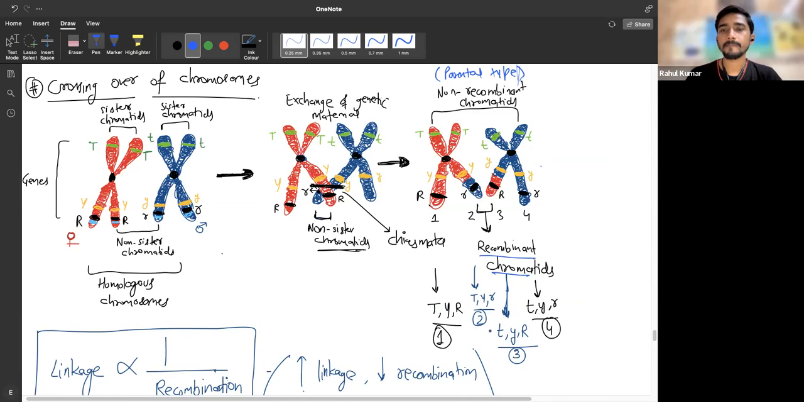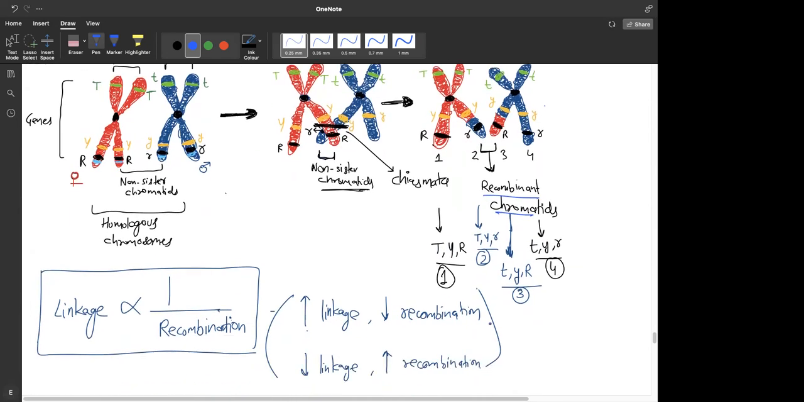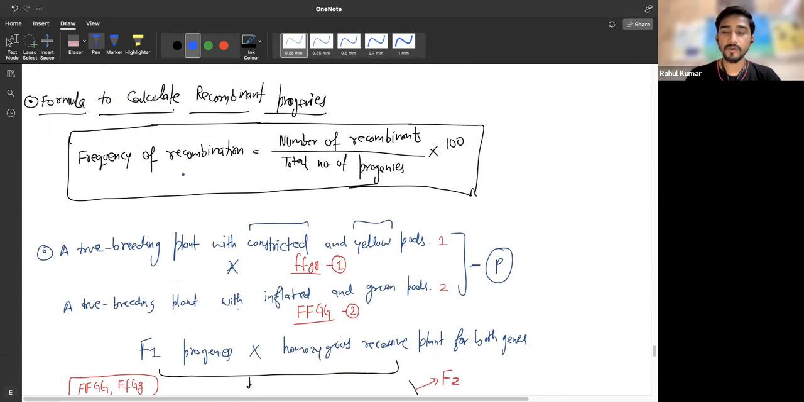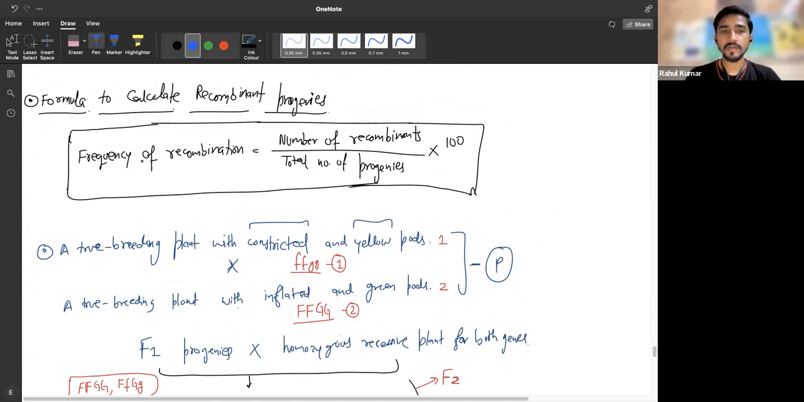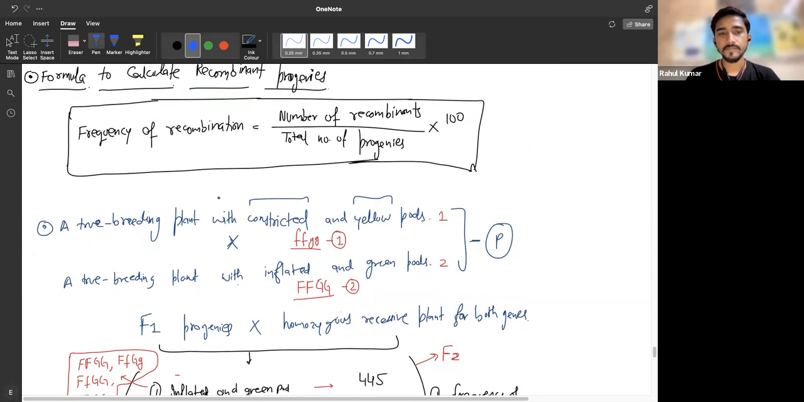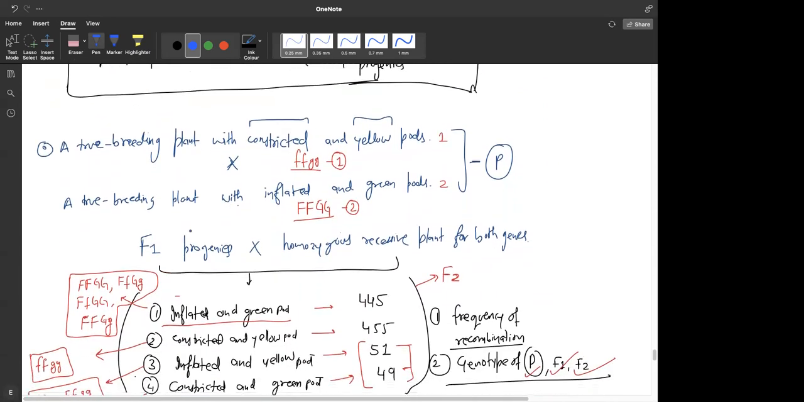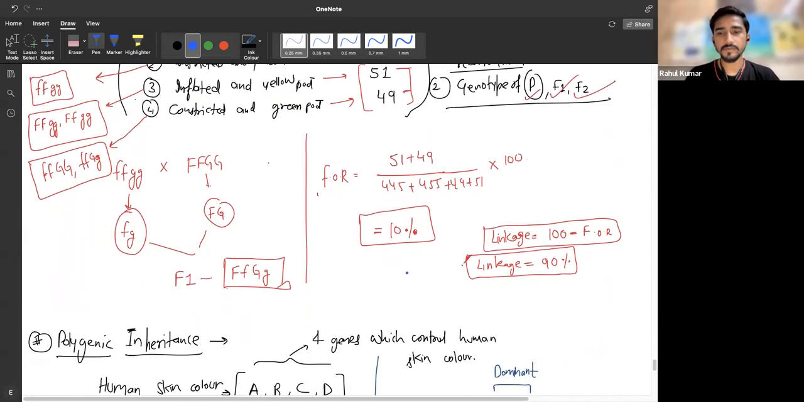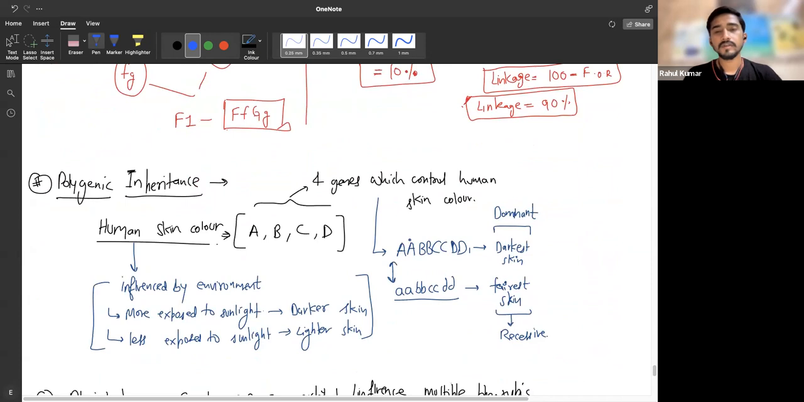And then we discussed that linkage is inversely proportional to recombination. This is the formula to calculate frequency of recombination. Everyone has written this formula? Yes, sir. And then we did some questions on the basis of it. We figured out 10% was the recombination rate.